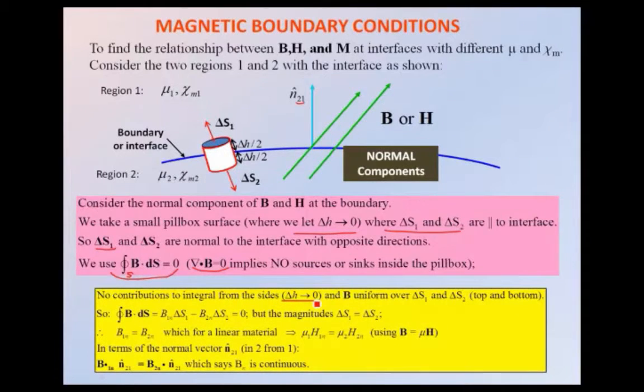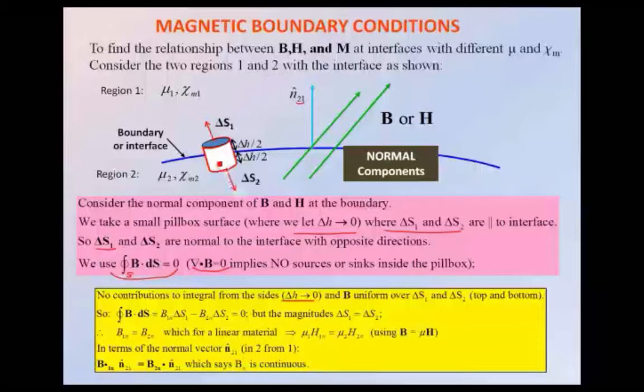We make this small so there's no contributions on the side of the box, and we're going to say that this is so small an area that the B up here and the B down here are constant over each of those areas. So we set up our surface integral here, and because B is constant over that surface, we can bring it outside. Because dS is normal to the surface, this would have originally been just B dS in terms of scalars, and then we bring the B outside. Because this is perpendicular to the interface, this gives us the normal component of B.